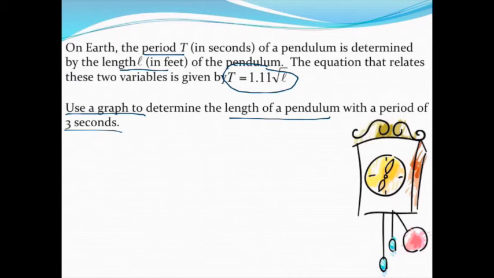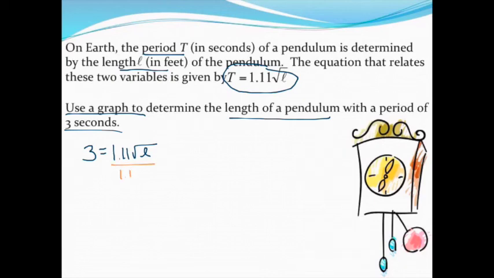So because that 3 seconds is the period, that's the t value according to my equation. So I'm going to write a little formula down here. So 3 is going to equal 1.11 times the square root of L, and L is going to be the length of the pendulum. So let's again solve it algebraically just to see how easy that is, and then we'll take a look at the graph.